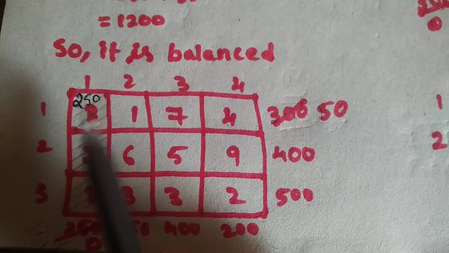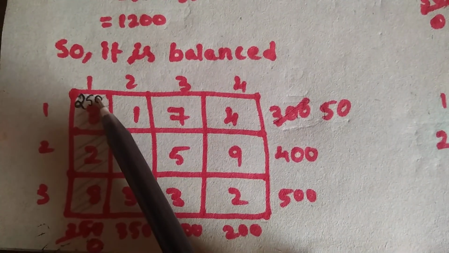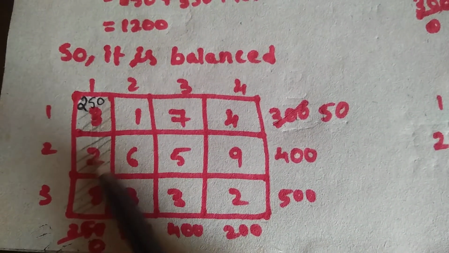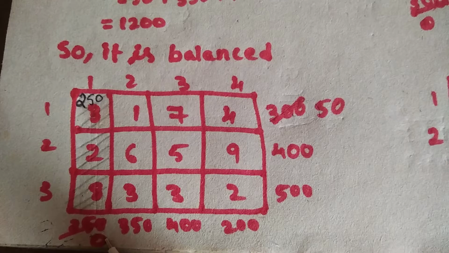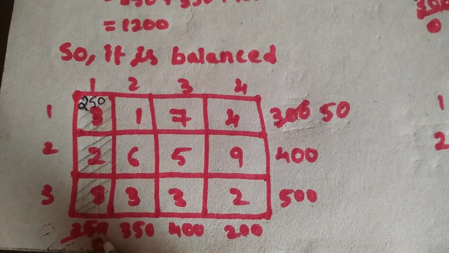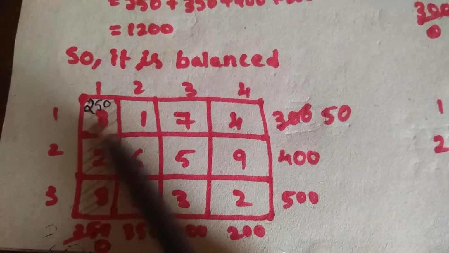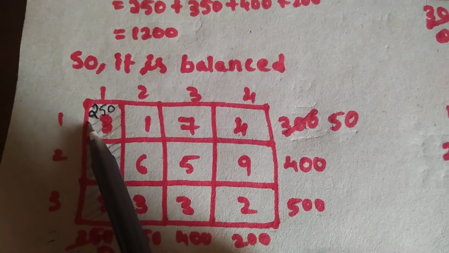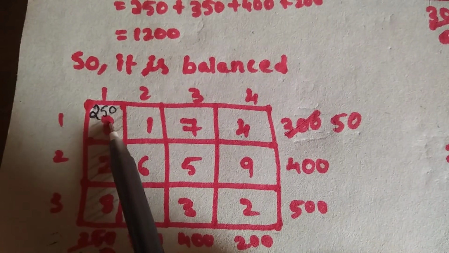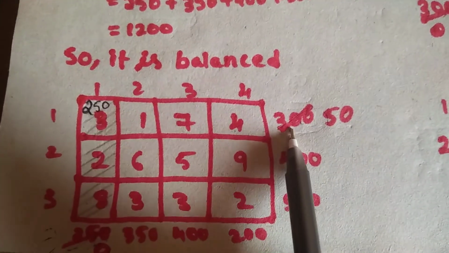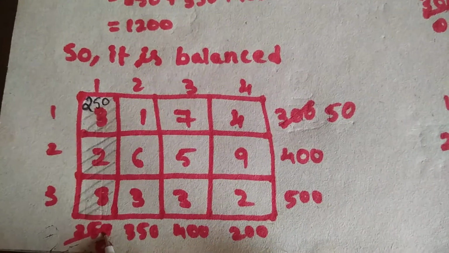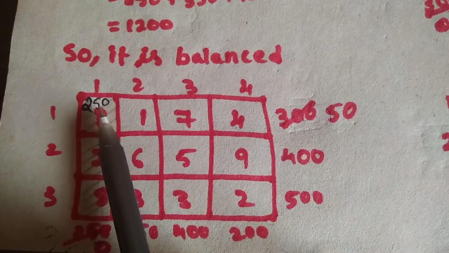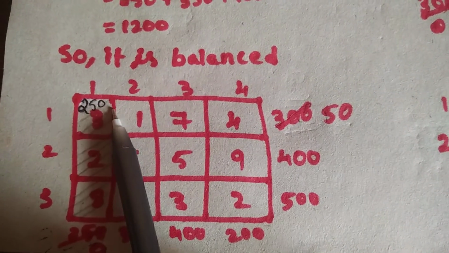Here the demand became 0, so we cancel this complete column, because the column value became 0 in the demand place. How much are we taking? 250, so we write 250 here. First we consider this 3, its row value and its column value. We cancel these two values, and we cancelled 250, so we write 250 here.